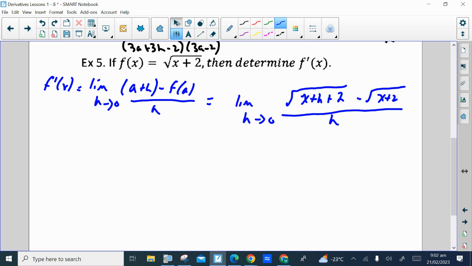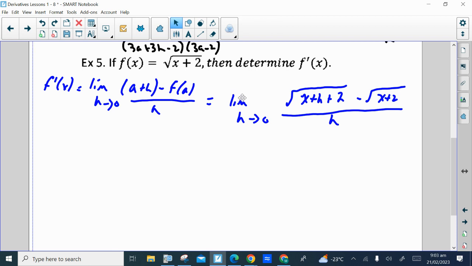We've seen ones like this before, and what we've done is multiply top and bottom by the conjugate. So I would multiply here. Actually, let's write it out on the bottom. I've got room.